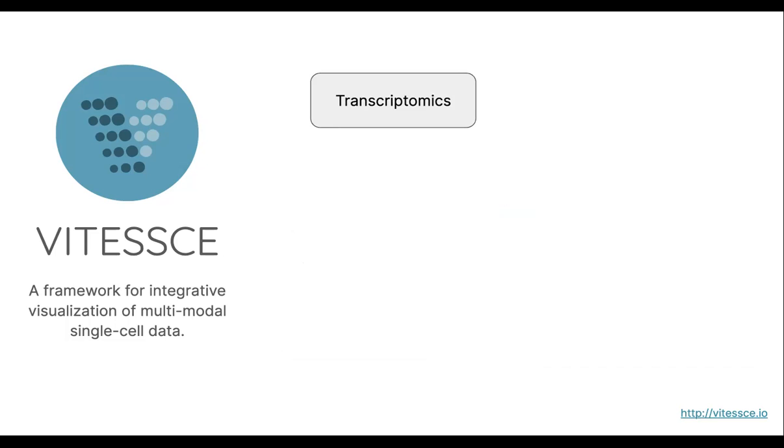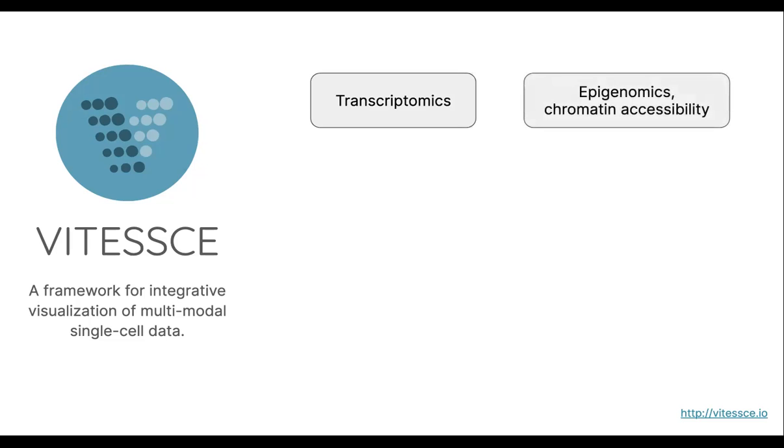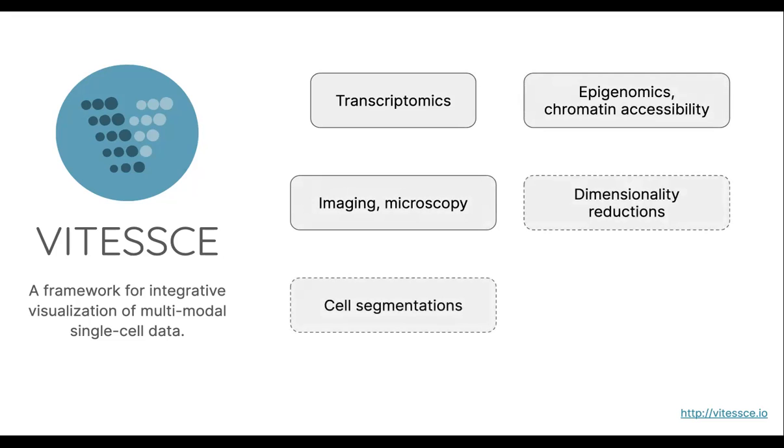comprising thousands of single cells profiled with assays such as RNA-seq, ATAC-seq, ChIP-seq, and fluorescence in situ hybridization. The outputs of these assays could include transcriptomics, epigenomics, chromatin accessibility data, or imaging and microscopy data. Computational analyses may also be performed to derive dimensionality reductions, cell segmentations, or cell clusterings and cell type annotations.